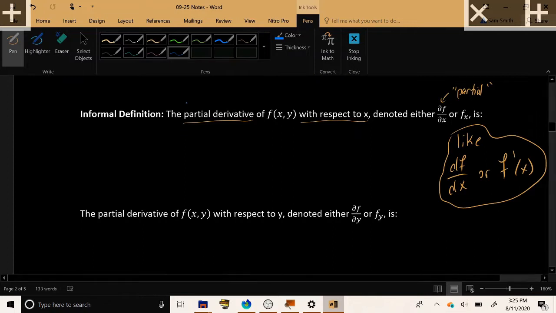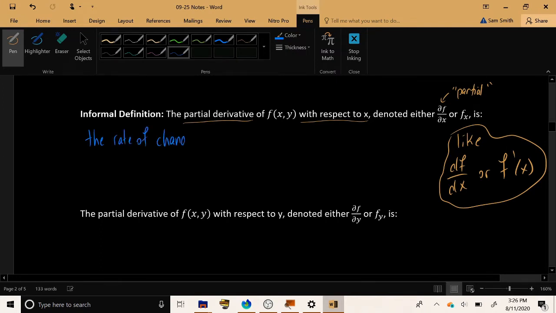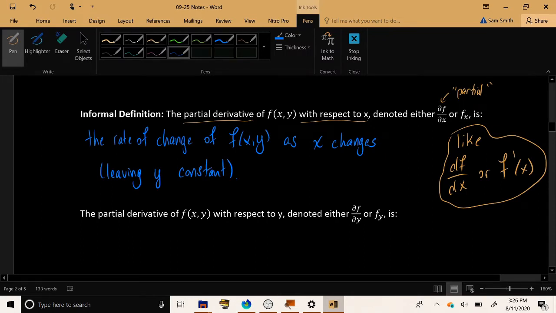Now, the partial derivative is also telling us a rate of change as the input changes. But because the input has two parts, there are two primary ways to change the input. Change x a little bit, or change y a little bit. And the partial derivative of f with respect to x asks, how does the output change as you adjust x a little bit in the input? This is the rate of change of the output f of x, y as x changes, leaving y constant, leaving y unchanged. Just change your x a bit and tell me what happens to the output.